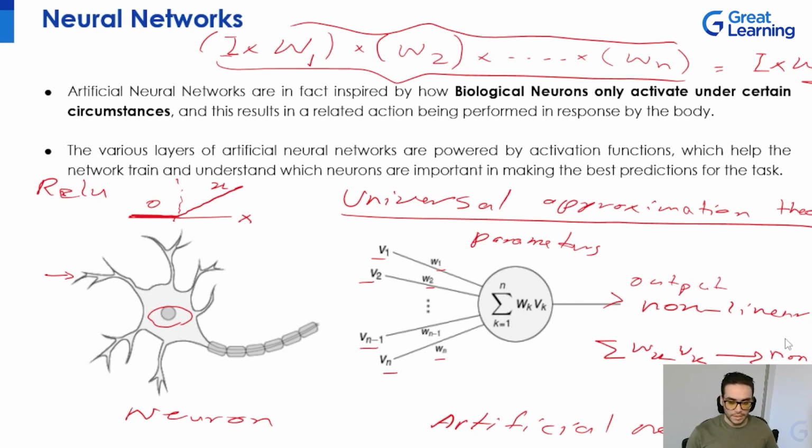If this chain of multiplications and nonlinearities are long enough, or using deep learning jargon, they are deep enough, we theoretically can approximate any function with any level of accuracy or proximity as we want. So this is a very strong theorem.